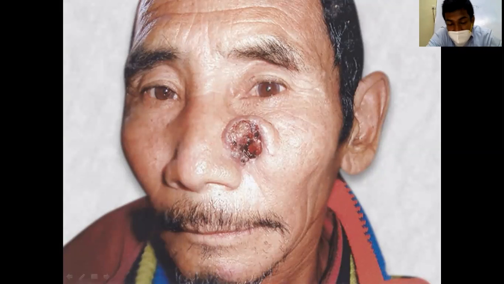And on the face, it is present near the left nasi. So it is most probably basal cell carcinoma. You could confirm your diagnosis by offering a biopsy to the patient.